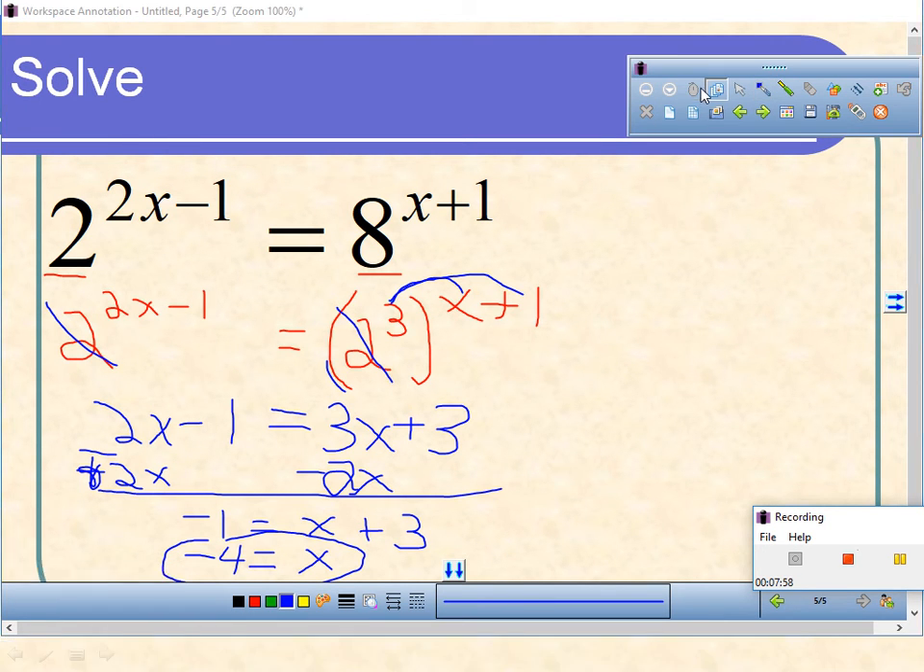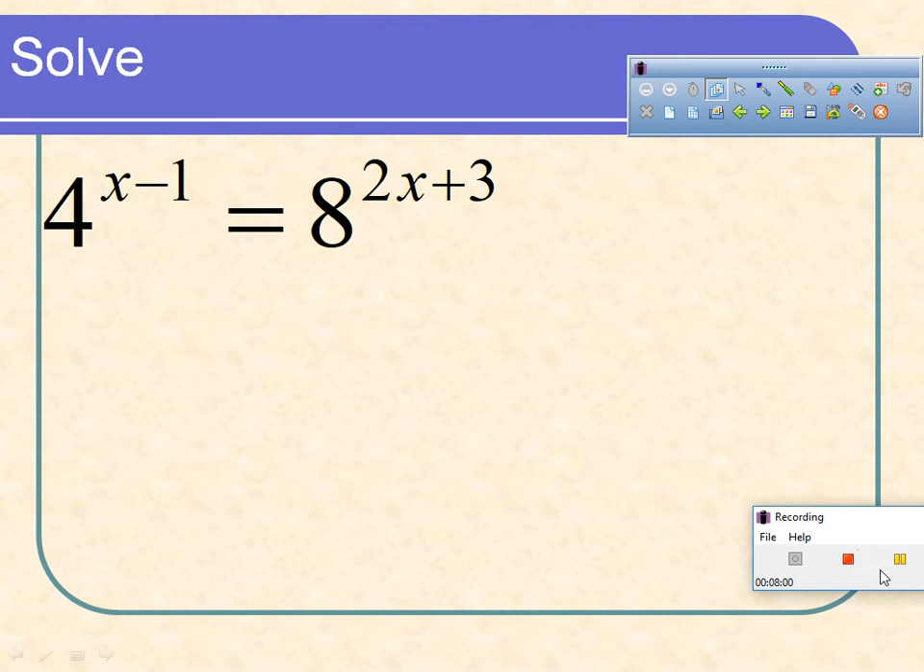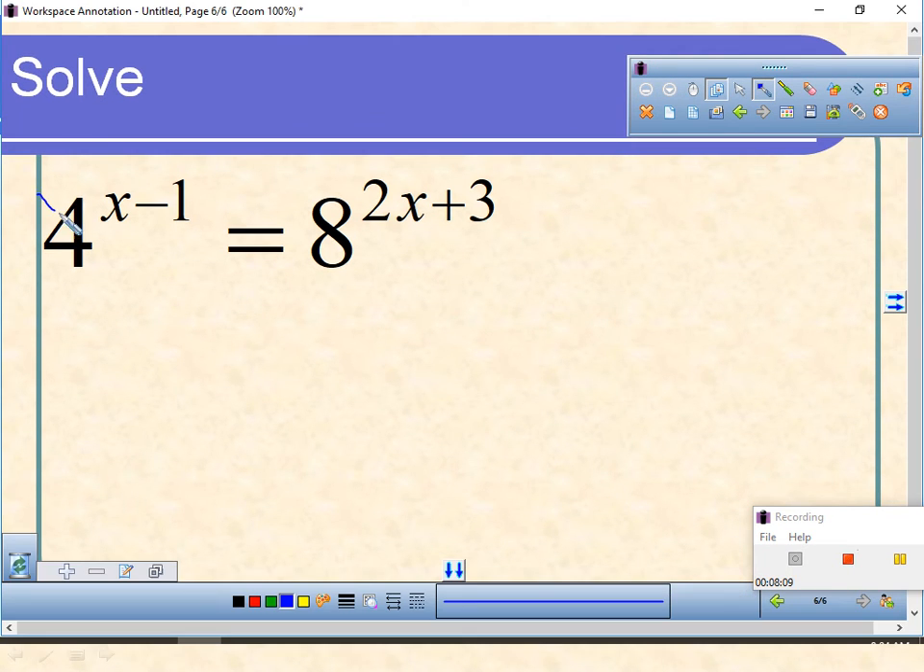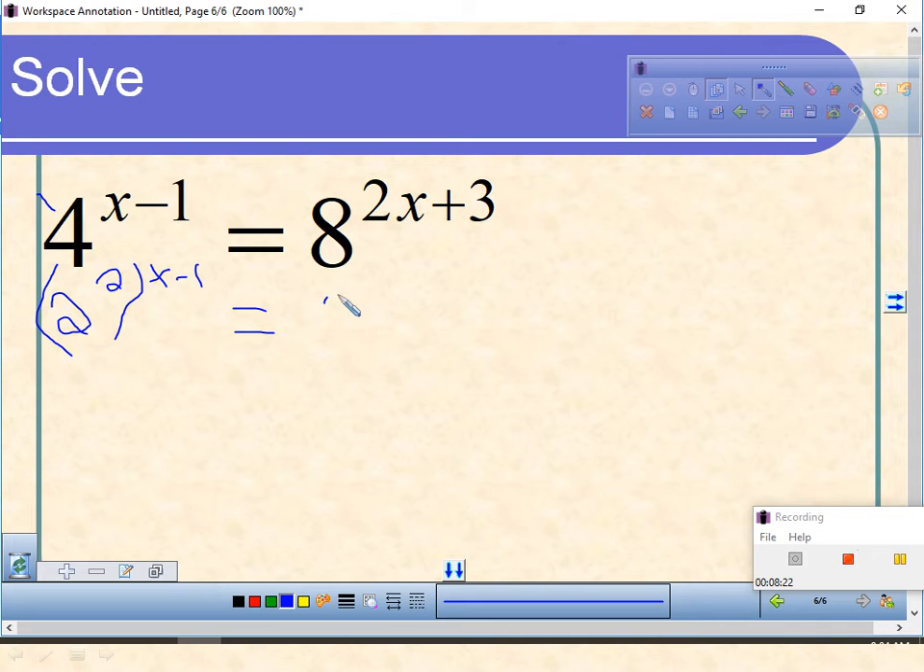All right, for the next one, take a second and write this one down. All right, so for this problem, again, you would rewrite each one of these bases. So I'm going to rewrite 4 as 2 to the 2nd power, and then put that in parentheses, and that's going to be to the x minus 1. And then over here for the 8, I'm going to rewrite that as 2 to the 3rd power. And again, I'm going to put that in parentheses to help me remember I've got to distribute, and this is 2x plus 3.